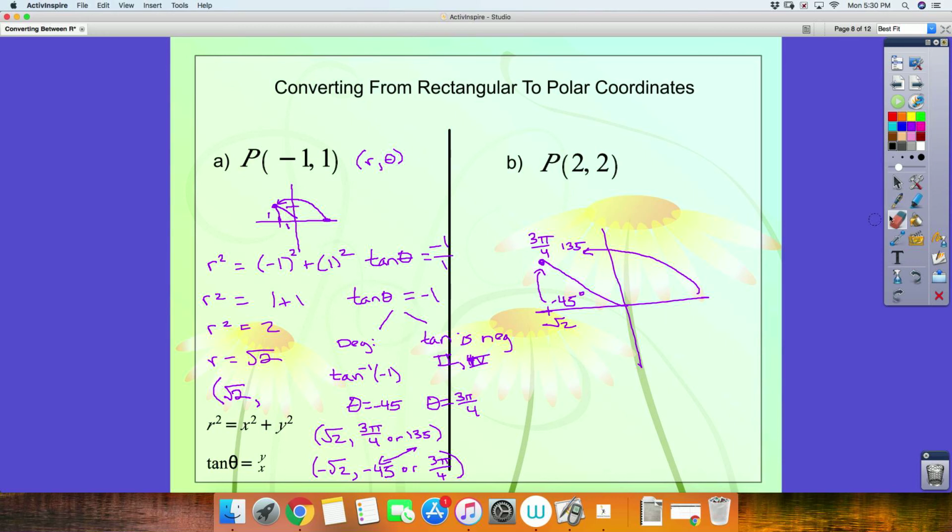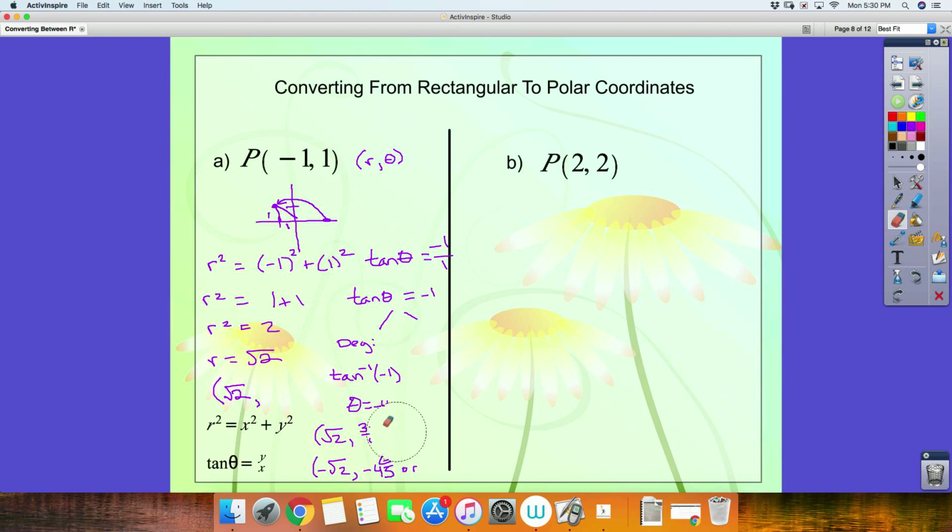So now let me clear some space off. That's a tiny little eraser. Let's try and make it bigger. And let's try this again.